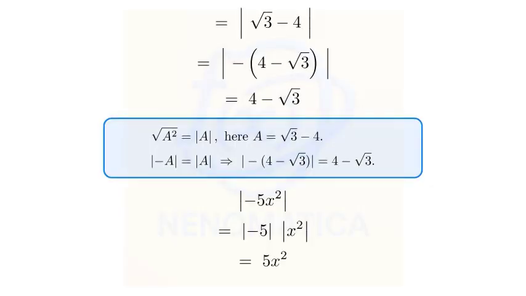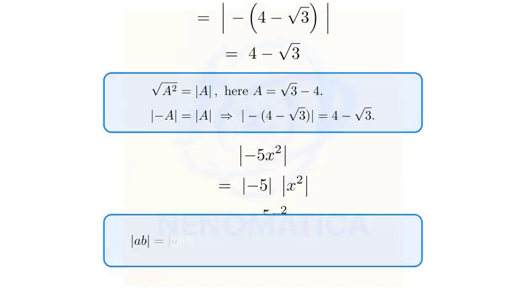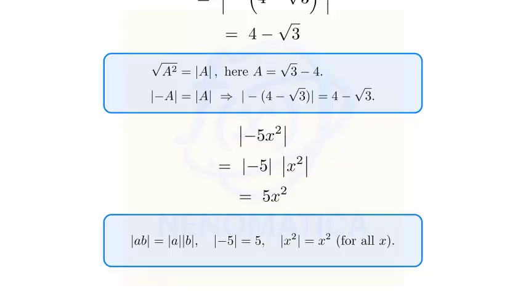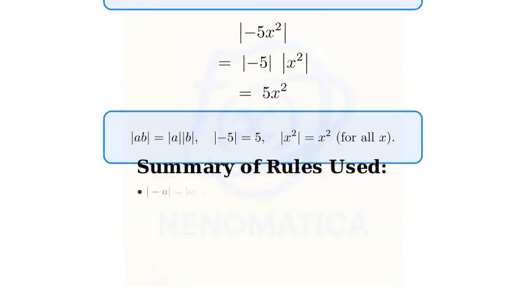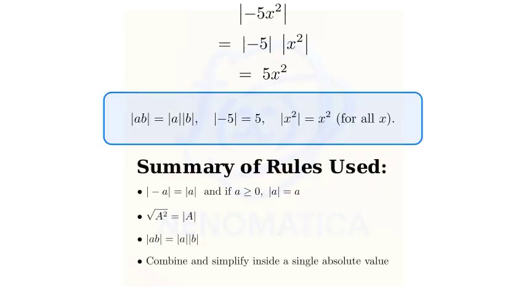And absolute of x squared equals x squared, since squares are non-negative. Key fact: absolute of a times b equals absolute a times absolute b. Since x squared is greater than or equal to 0, its absolute value is just x squared. Summary. We followed the exact step order from the solution.